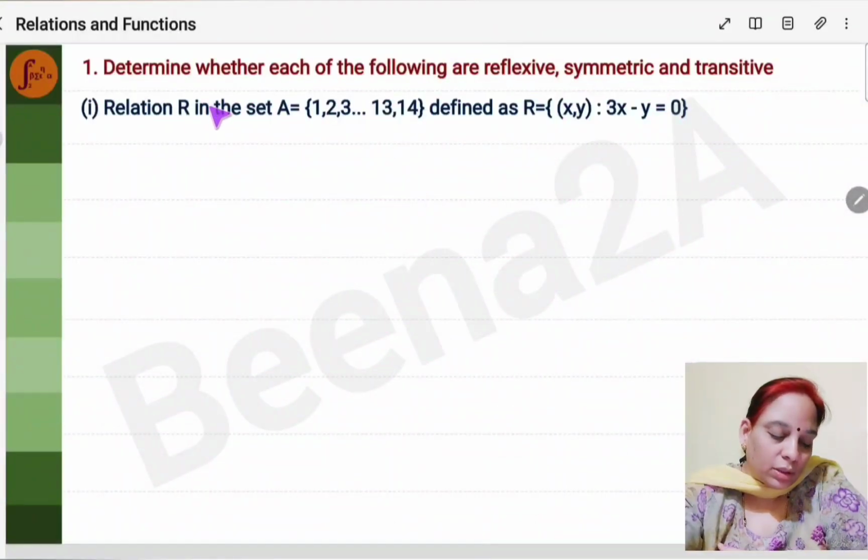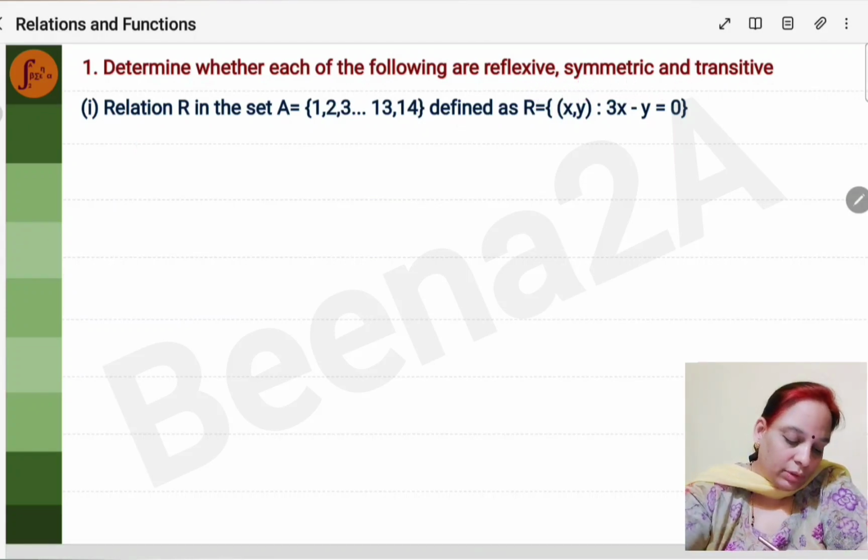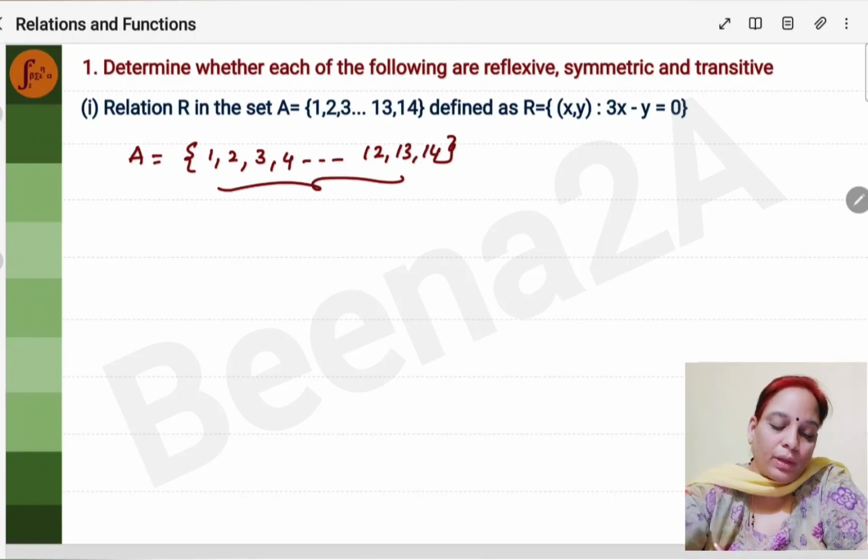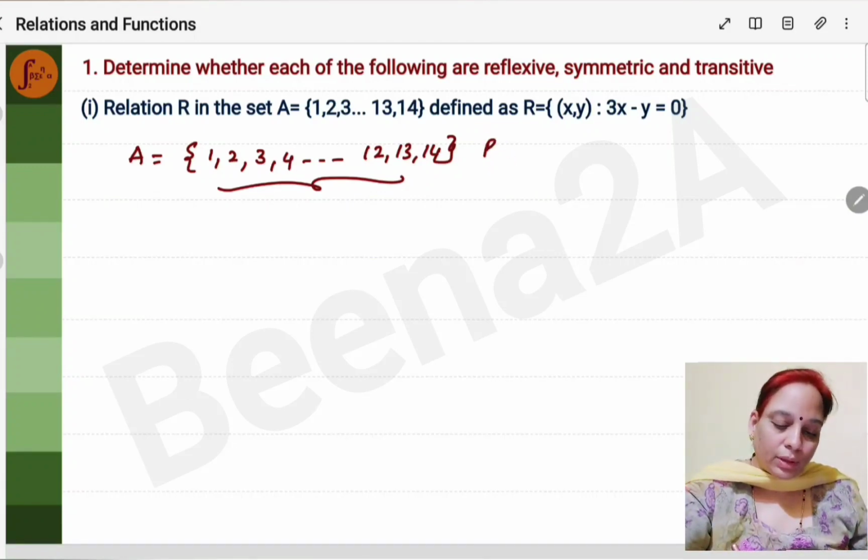The first one is: determine whether each of the following is reflexive, symmetric and transitive. You have set A, which goes 1, 2, 3, 4, up to 12, 13, 14. So there are 14 numbers in set A. And what is the relation? R is equal to the ordered pairs x and y, where 3x minus y is 0.